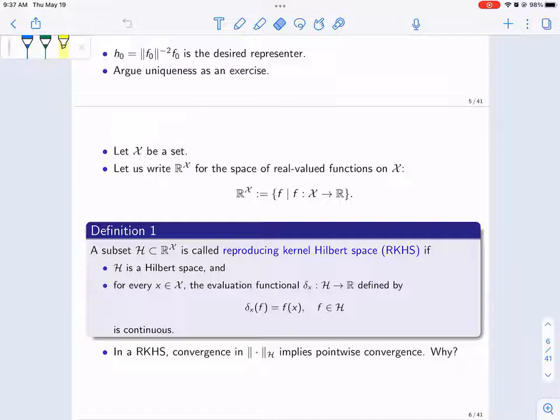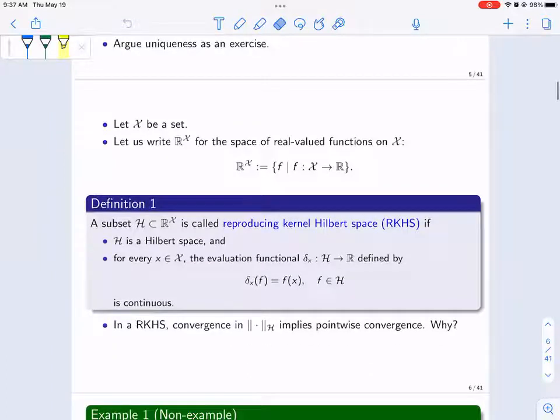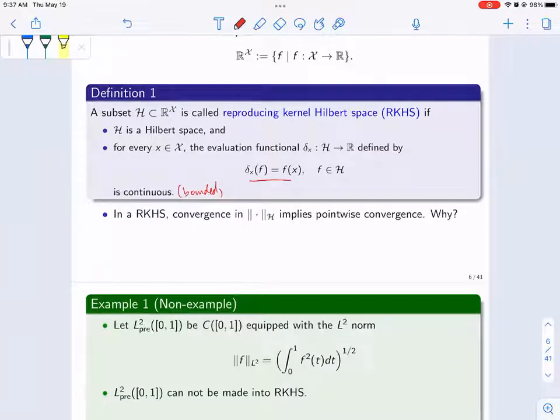we have the main property besides this, that the evaluation functionals are continuous, or you can say bounded, right? And the point being, this evaluation functional is a linear functional. So you fix x, and this evaluation functional just evaluates every function at that particular point. So as f varies in H, it's easy to see that this is actually a linear functional, but it could be unbounded. And the point is that in an RKHS, this is a bounded functional. And then from this fact, it's easy to see that whenever a sequence of functions converges in the Hilbert norm in an RKHS, then it has to converge pointwise, because that's the meaning of continuity of the evaluation functionals.